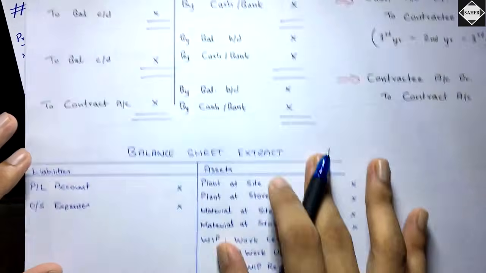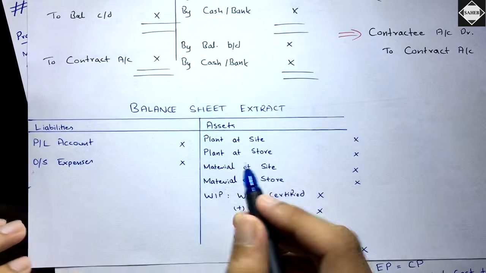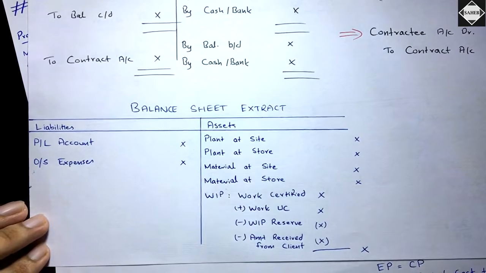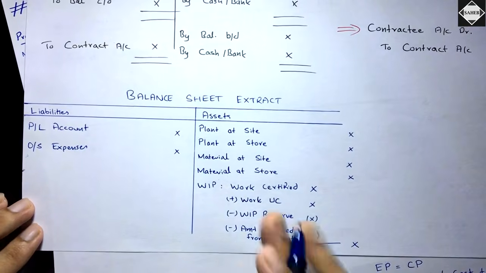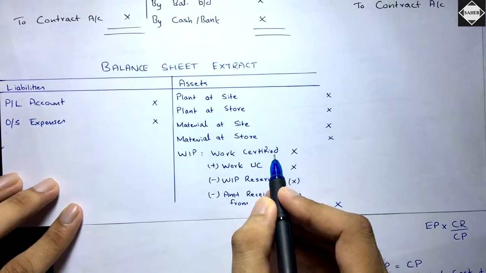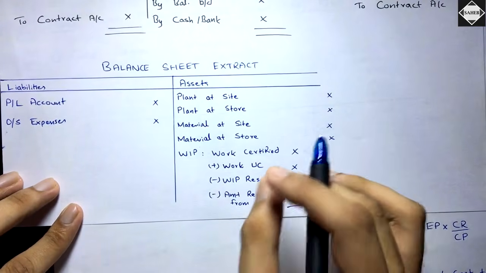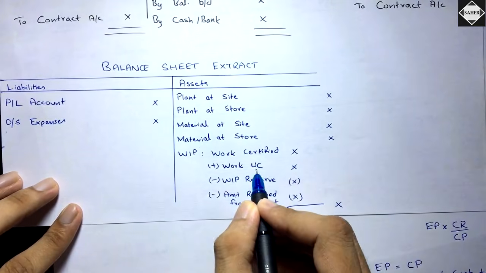And then we also saw the balance sheet extract, what you have to take into the balance sheet extract: all the assets, plants, materials at site, at store also, and then you also have to take WIP over here, because you haven't finished the entire work, isn't it? And you have also not got the money for the entire thing. See here, work certified is work completely done properly, and it has been approved by the architect. Work uncertified means not approved work.